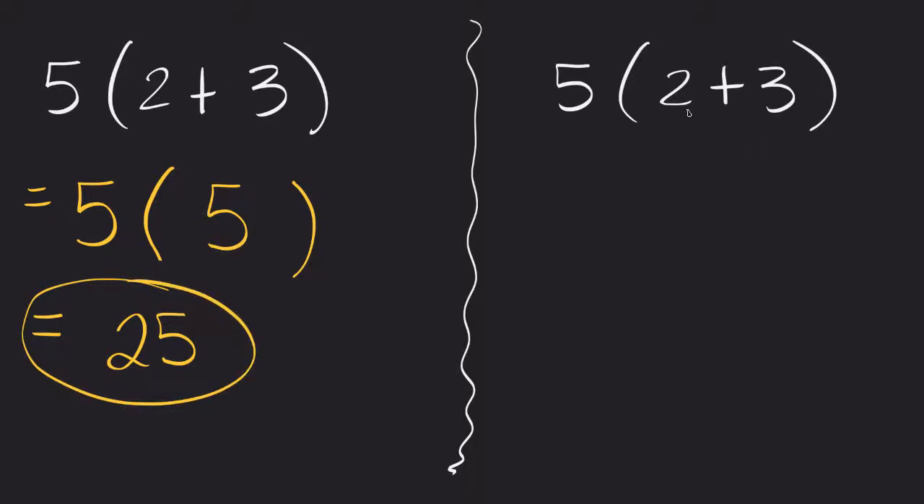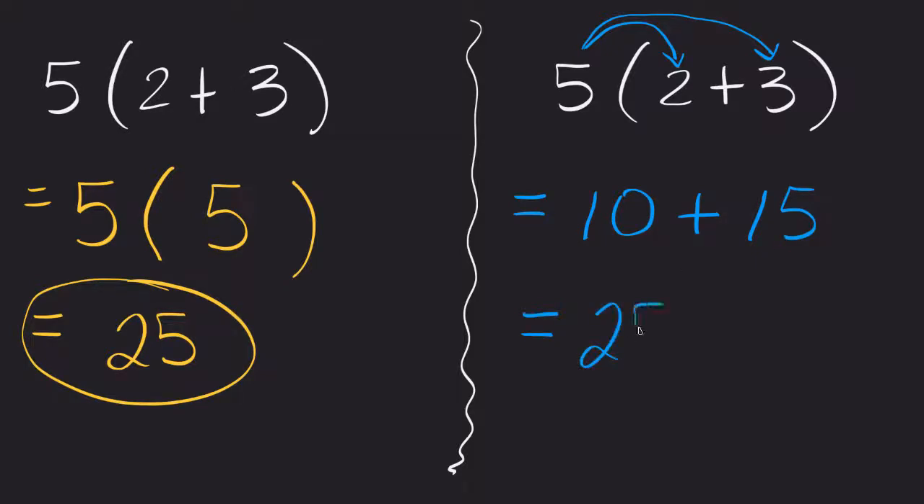Now on the other side, in blue, I'm going to use distributive. So I'm going to distribute that out, and I'm going to get another answer. 5 times 2 gives me 10, plus 5 times 3 gives me 15. And if I add those two together, I still get 25. So two different ways to approach the same exact problem: one where we're combining inside, one where we're distributing across.